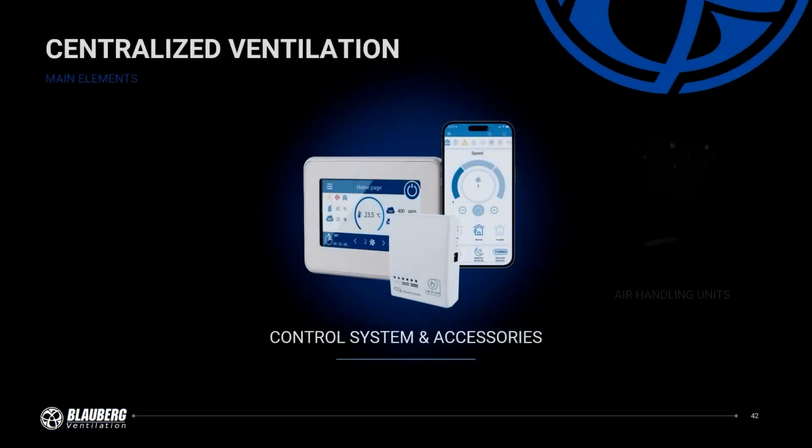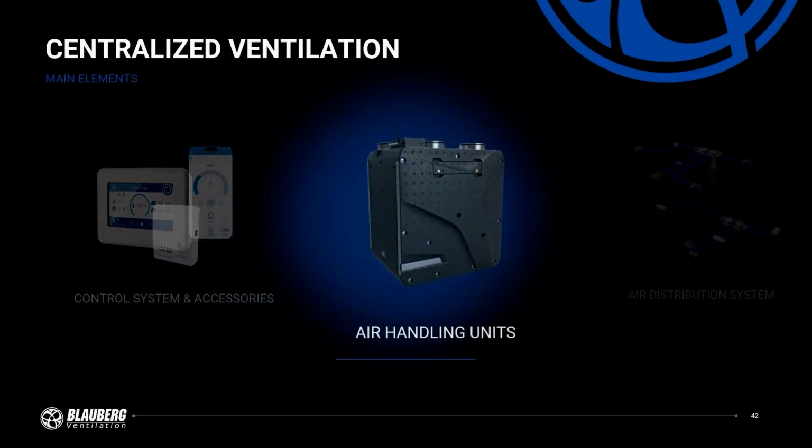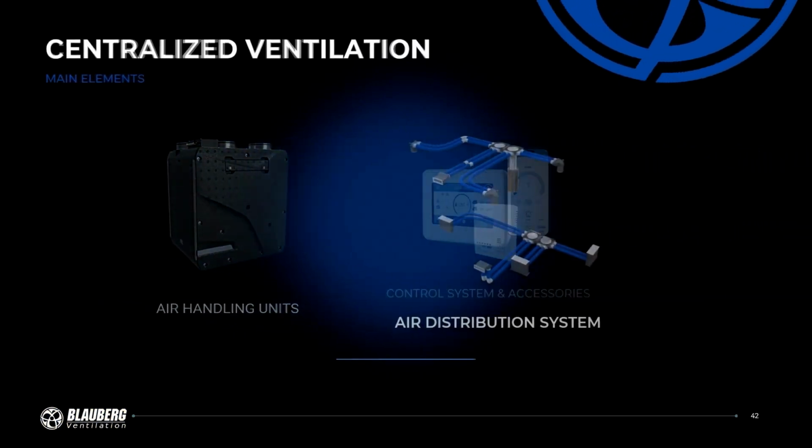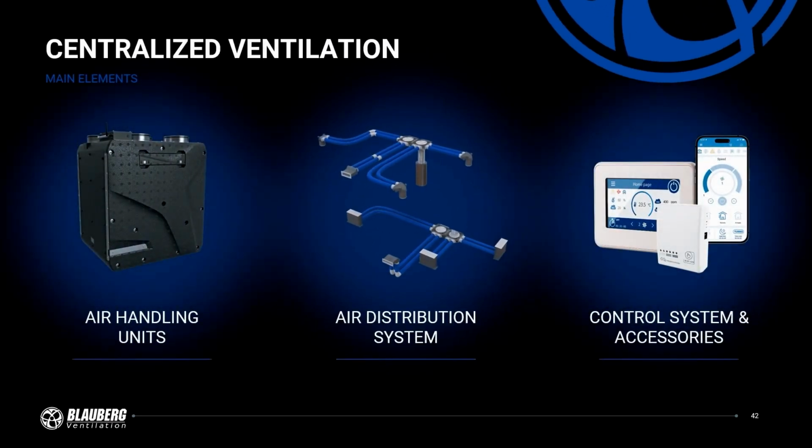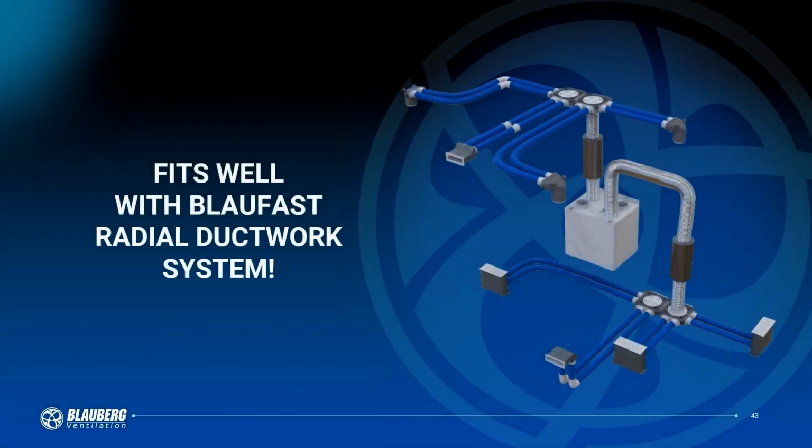Now it's time to explore the last component of centralized ventilation, the air distribution system. Radial duct systems are a relatively new solution in ventilation systems. Let's take a closer look. Blaufast is a radial air distribution system, meaning that each air supply or extraction point is connected by an individual air duct from the distribution box.